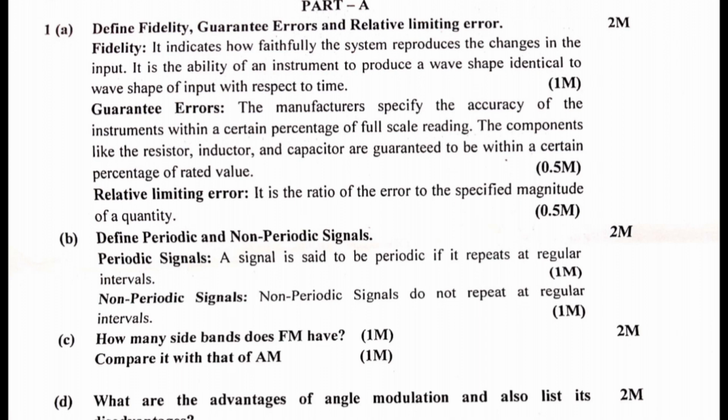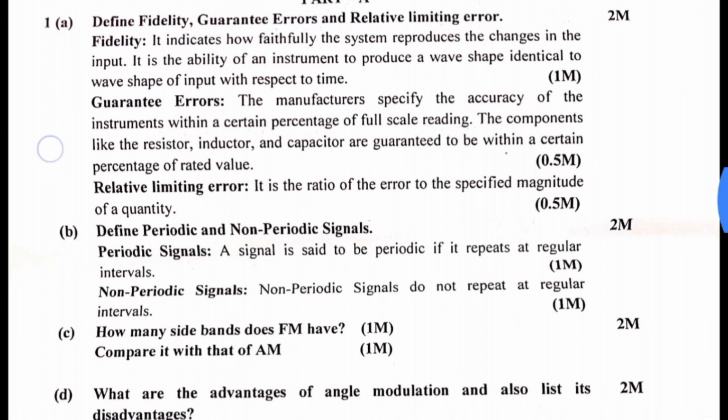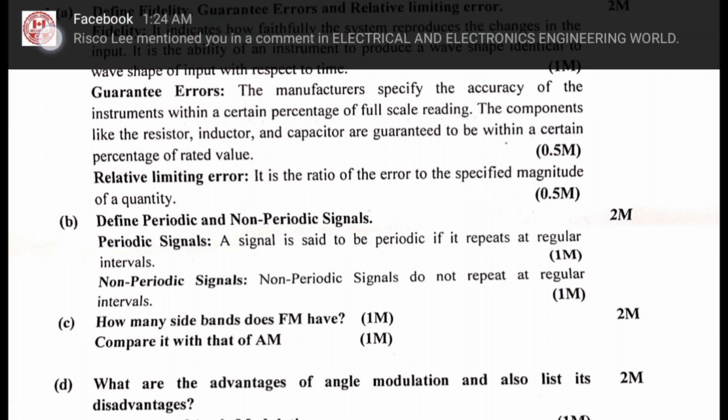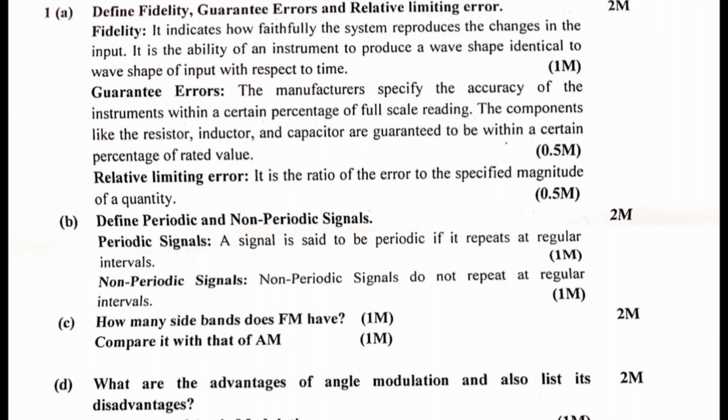Part A, what are the answers? You can see here. Fidelity: it indicates how faithfully the system reproduces the changes in the input. That is called fidelity. It is the ability of the instrument to produce a wave shape identical to the wave shape of the input. Guarantee errors: the manufacturers specify accuracy of instruments within a certain percentage of full scale reading. Components like resistor, inductor and capacitor are guaranteed to be within a certain percentage of rated value. These are the guarantee errors. Relative limiting error.